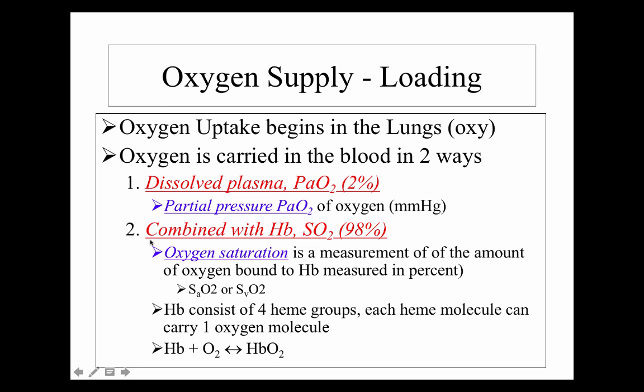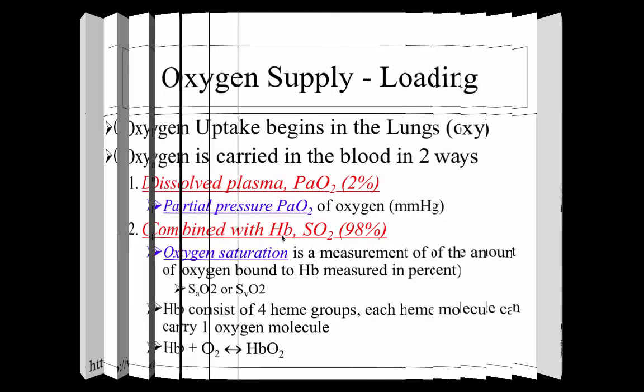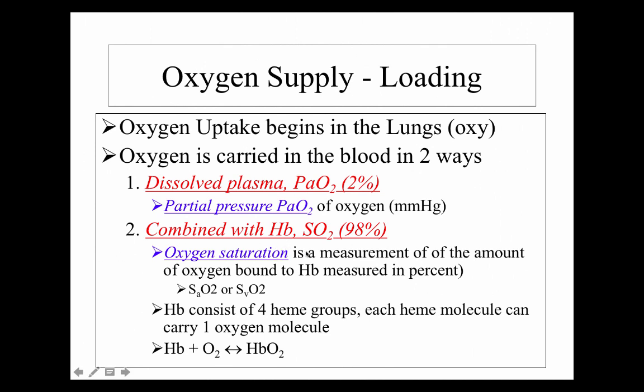Most of the oxygen content of the blood is combined and bound with hemoglobin and represented by the oxygen saturations. That's 98% of our oxygen carrying capacity is the hemoglobin. That's why the erythrocytes are so important. Oxygen saturation is a measurement of the amount of oxygen bound to hemoglobin, and that's measured in percent. Again, if you're talking about arterial blood, it's SaO2, or if you're talking about venous blood, it's SvO2.